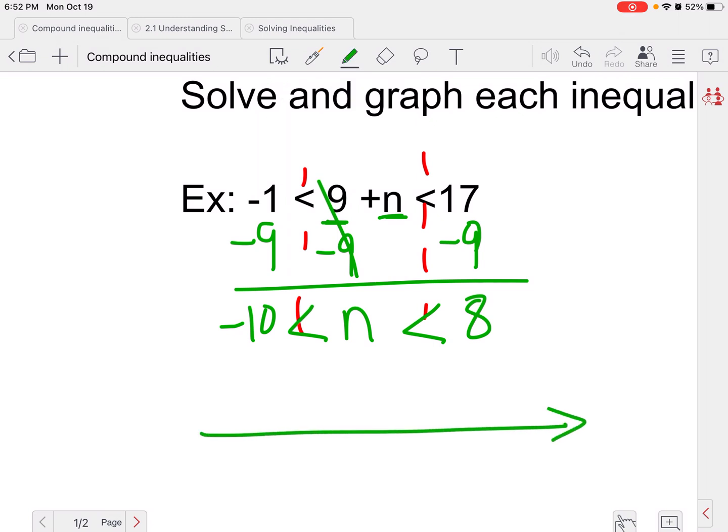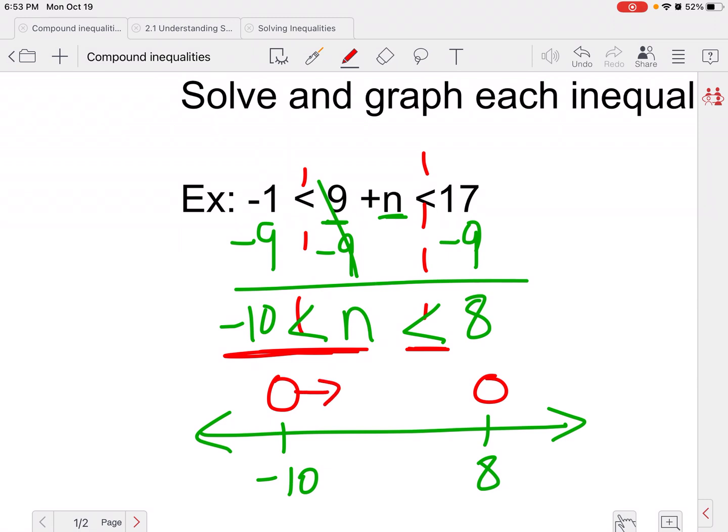So when we're doing a compound inequality, we can just write our two numbers. Okay, and since at -10 we have a less than sign, and at 8 we also have a less than sign, we're going to do two open circles. And this says n is bigger than -10, so it's going to go here. And n is less than 8, so we're going to go this direction. Since the arrows are pointing towards the middle, we can highlight the middle.